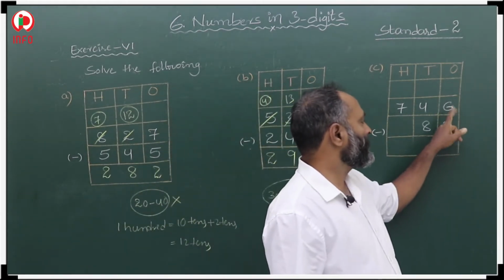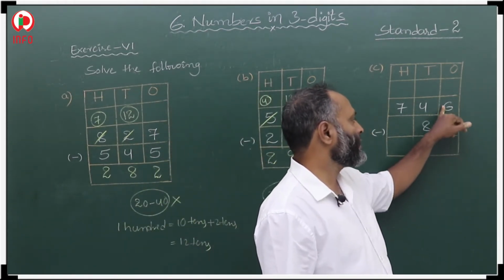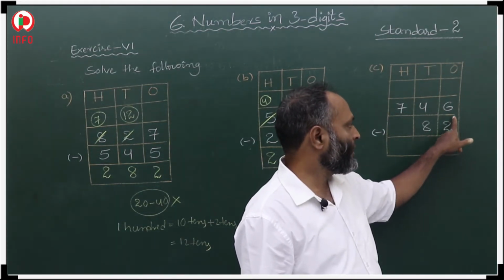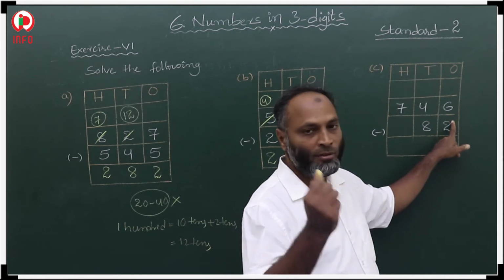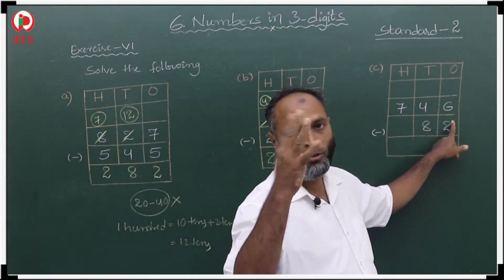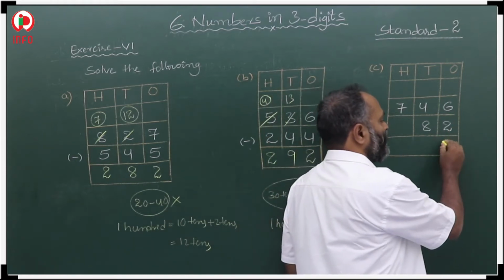Now here, 6 and 2. 6 minus 2. How much? From 3 to 6 you have to count: 3, 4, 5, 6. How many fingers? 4 fingers. The difference is 4.